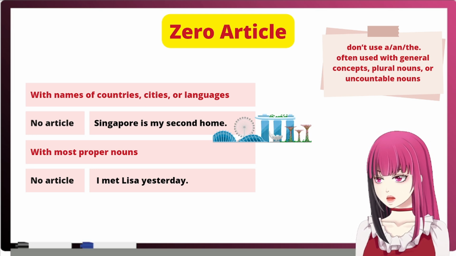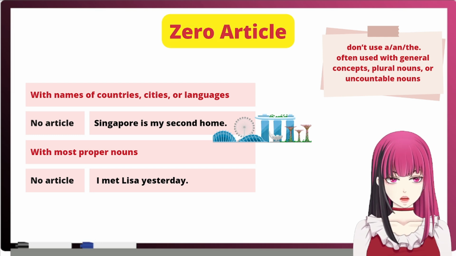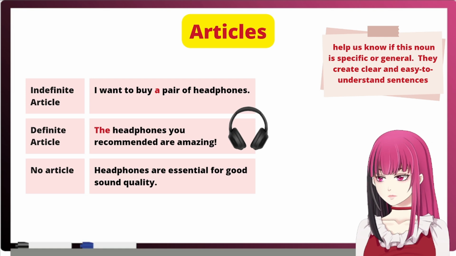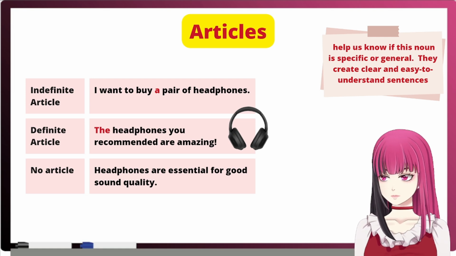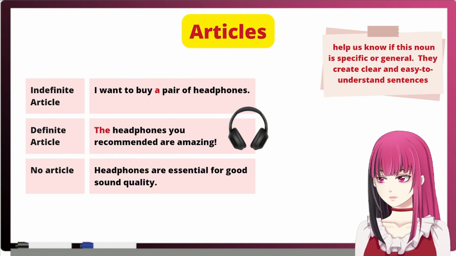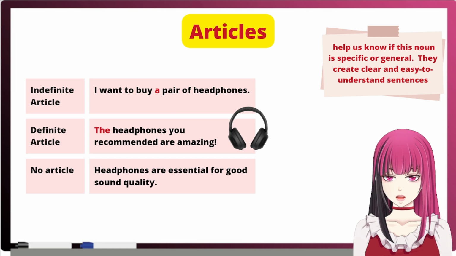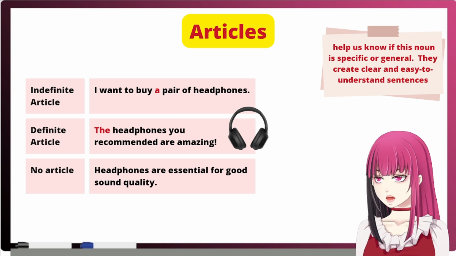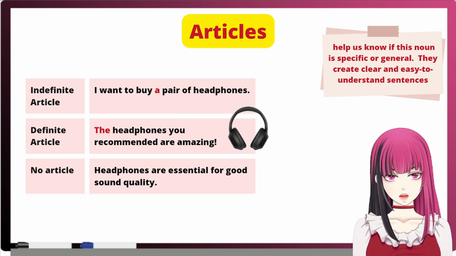I met Lisa yesterday. Now that we have learned these three types of articles, let's talk about them in a single topic. For the indefinite article: I want to buy a pair of headphones. Definite article: The headphones you recommended are amazing. I'm talking about that specific headphone that you recommended to me. For no article: Headphones are essential for good sound quality.